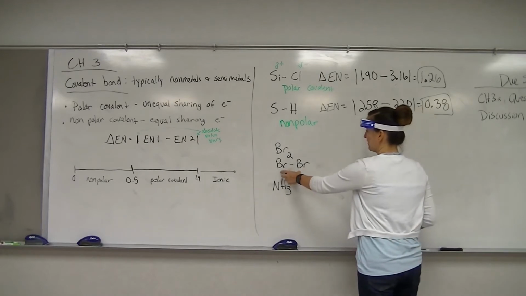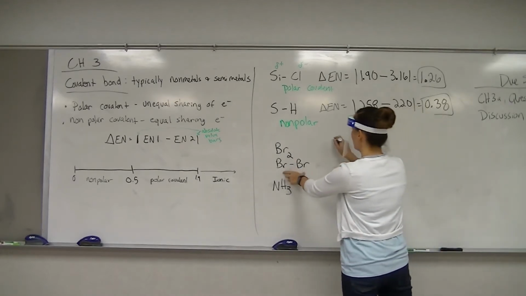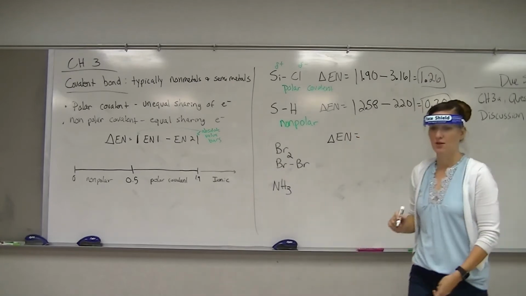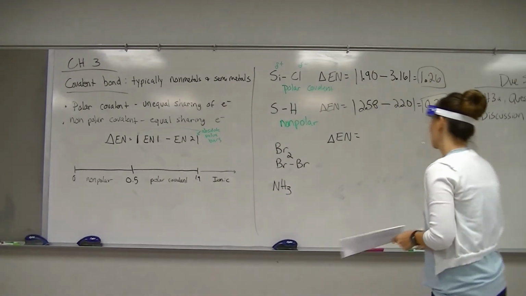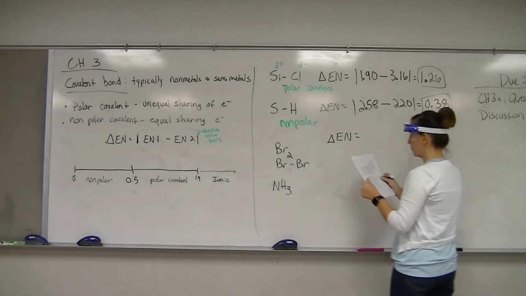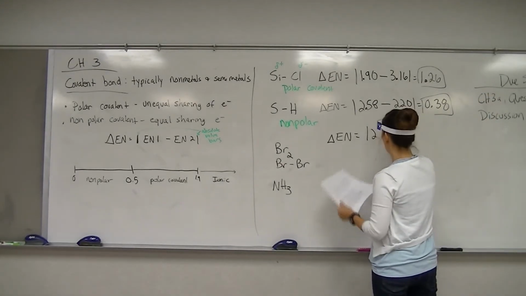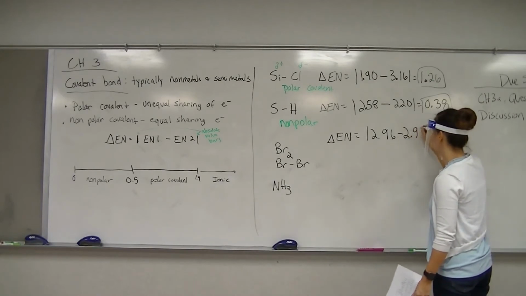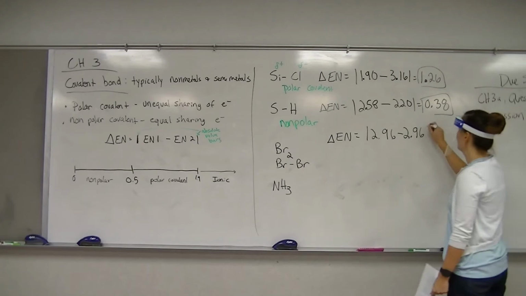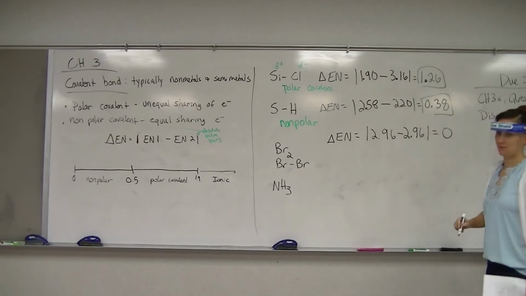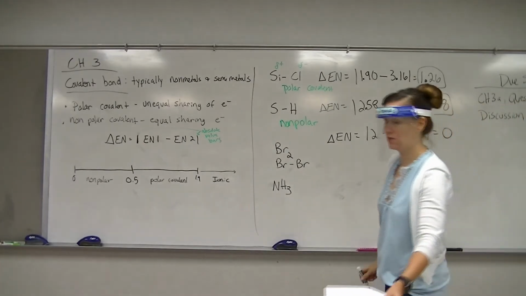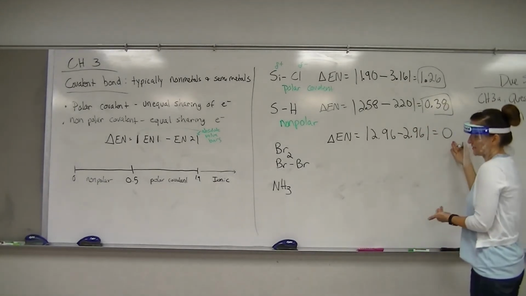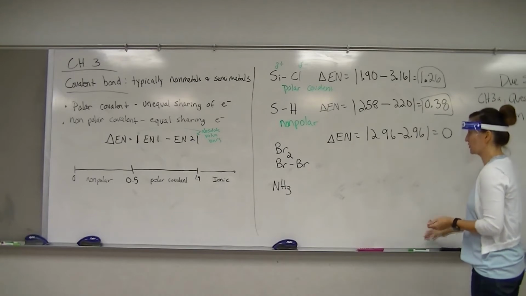We do the same calculation, except this time we have two atoms of the same element. You can probably guess what the answer is going to be, but let's show it on the board anyway. Bromine is 2.96. Then we subtract it from the other bromine atom, which is also 2.96. So we get 0 as the answer. That's the lowest electronegativity change that you'll see. We can't go into the negatives. Since it's 0, it's nonpolar. They're going to share those equally.